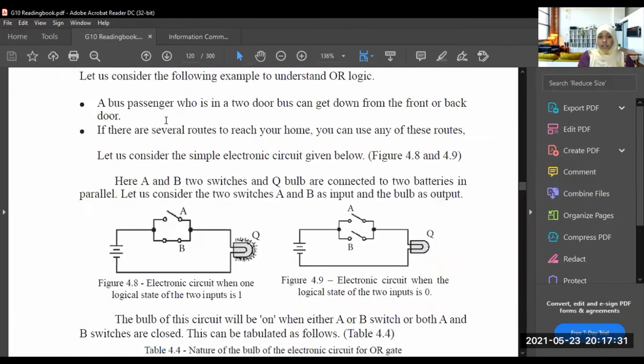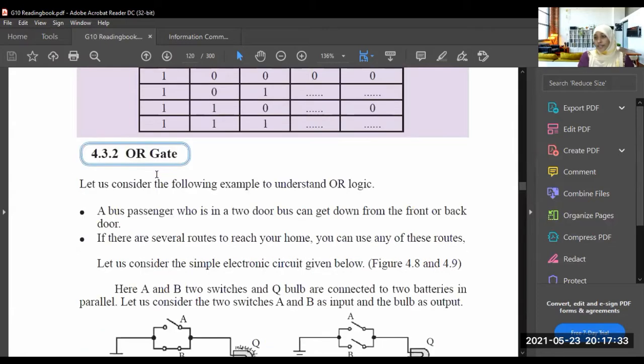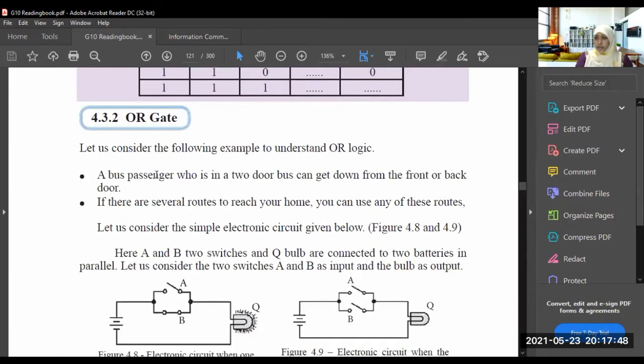Okay. Second one, OR gate. So AND, you know, if it is an AND gate, the symbol is dot. All inputs should be 1. OR gate. You can understand here, right? O.